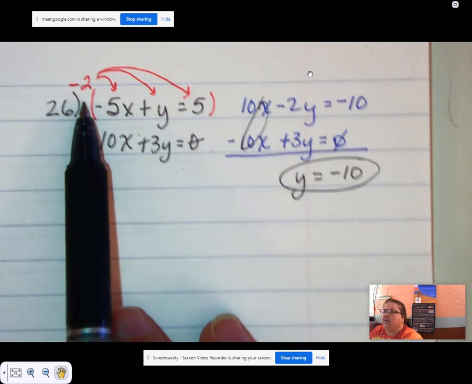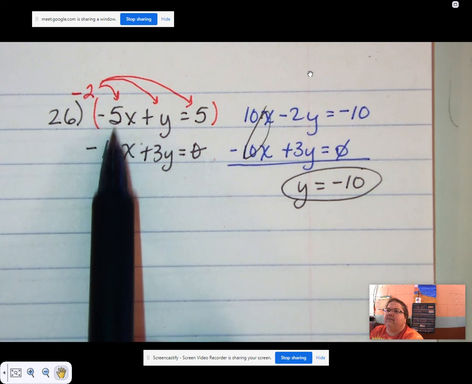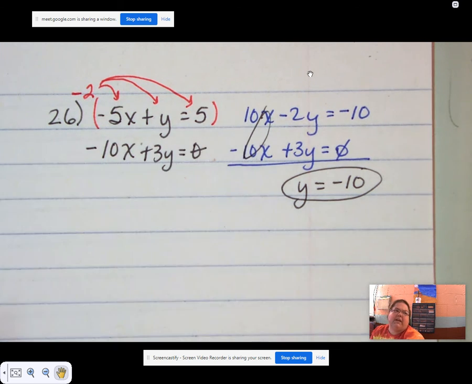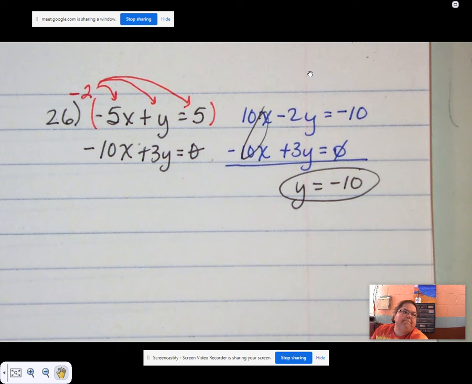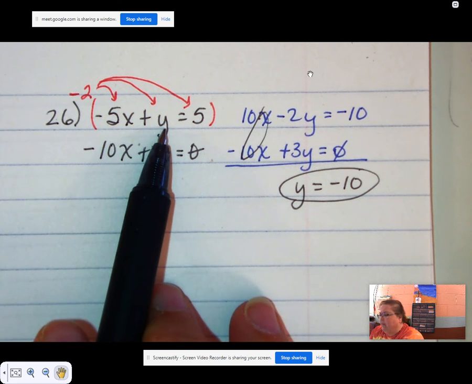This one? It came from me knowing that if I multiply by a -5, I'll get a +10 and I can eliminate it. Good question. Anybody else? So what I'm doing is I'm deciding what can I multiply the entire equation by that will eliminate one of my variables. Very good. Okay, so let's substitute into the top one.